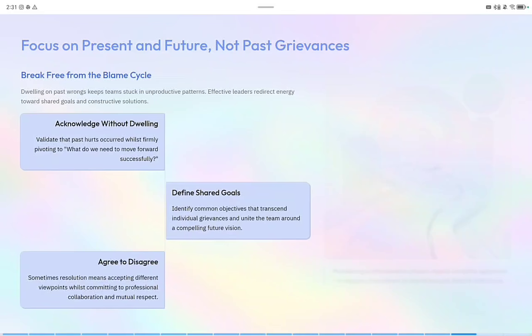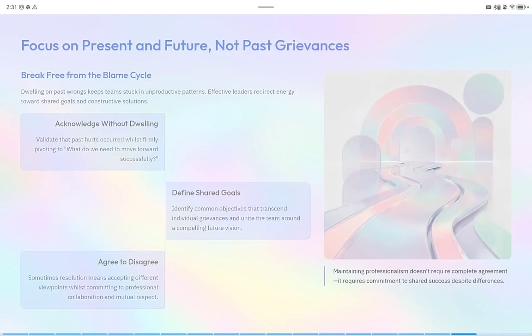Focus on present and future, not past grievances. Okay? So break yourself free from the blame cycle. Dwelling on past wrongs keeps teams stuck in unproductive patterns. Effective leaders redirect energy towards shared goals and constructive solutions. Acknowledge without dwelling. Validate that the past hurts occurred while firmly pivoting to what we need to move forward successfully.